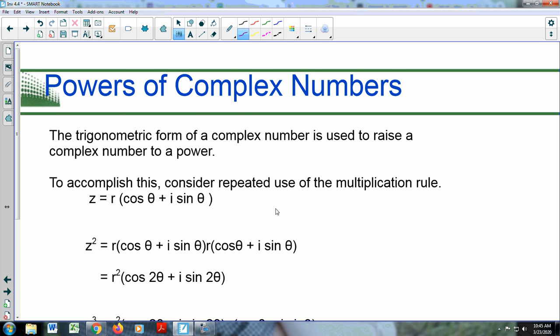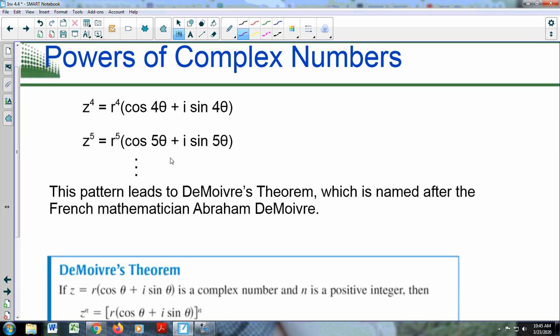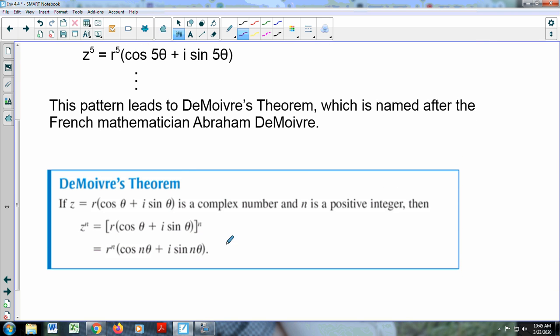What de Moivre's theorem says is if I have z to the nth power, I can just take r to the nth times cosine of n theta plus i sine n theta. Take a minute, write this down. You'll want it for your chapter test and chapter final.